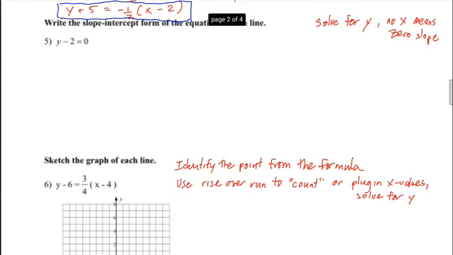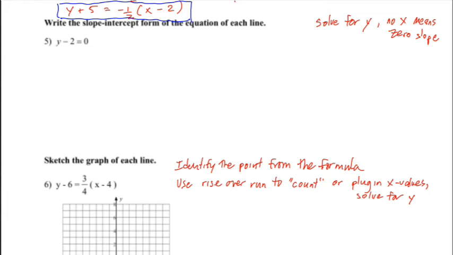Number 5, they're asking us to write the slope-intercept form of the equation of each line. They're giving us a kind of different expression here. We don't see any x value in this, but it doesn't change anything. It just means that we have zero slope.